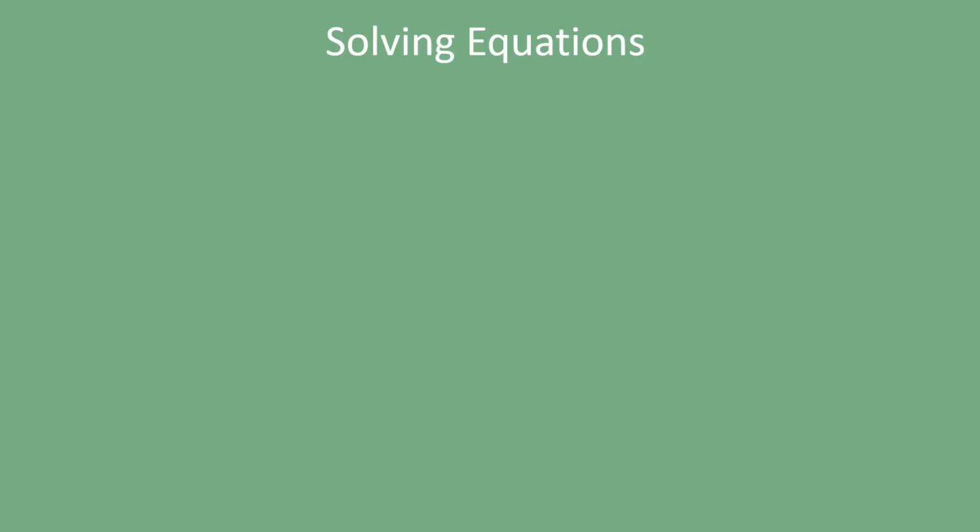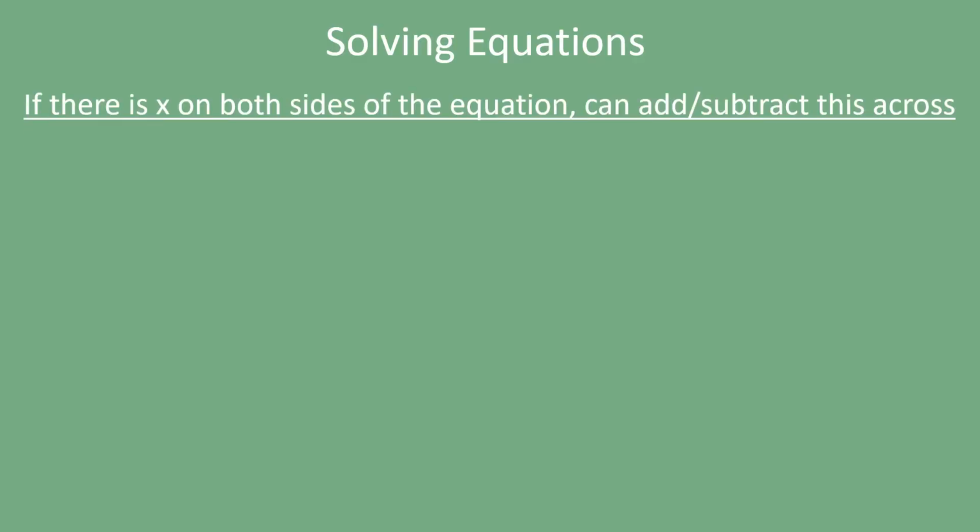So the basic idea is if we have x on both sides of the equation, then we need to change it so that there's just x on one side of the equation. And the way we do that is to add or subtract amounts of x. So let's look at these first two examples.